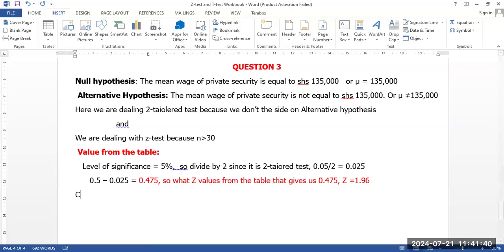We need also the computed value of Z. That is the value of the test statistic. The test we are using here is Z test. So how do you get the computed value?